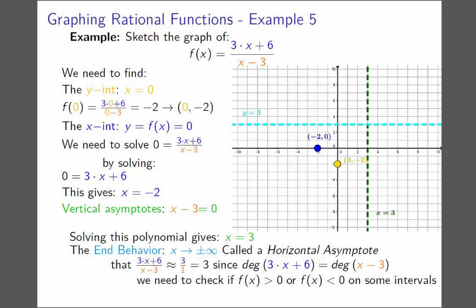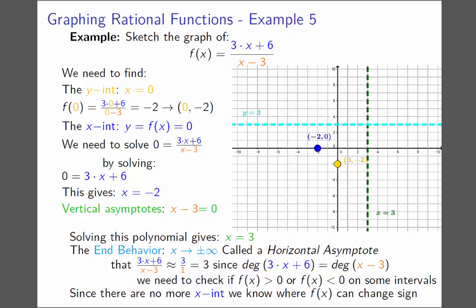Now, like polynomials, we need to check if our function f of x is bigger than 0 or less than 0 on some of our intervals. Since there are no more x-intercepts, we know that f of x can only change sign at our x-intercept or at our vertical asymptote. Now between our x-intercept negative 2 and the vertical asymptote at x equals 3, we must pass through the point (0, negative 2). But since the y value at (0, negative 2) is negative, the y values must be negative for all the values between x equals negative 2 and x equals 3.